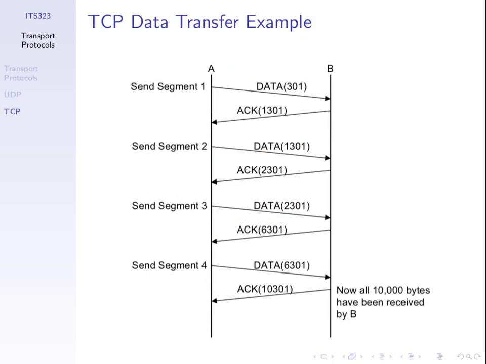So the number in brackets for the data segment is the sequence number, whereas the number in brackets for the ACK segment is the acknowledgement number. And here we send the second segment, get an ACK, the third segment ACK, fourth segment ACK.